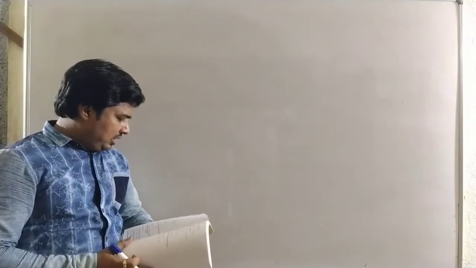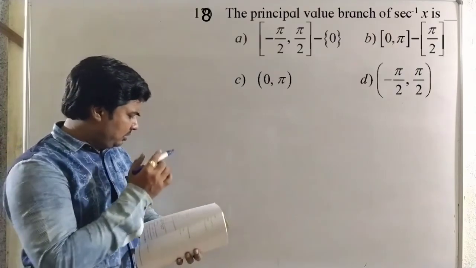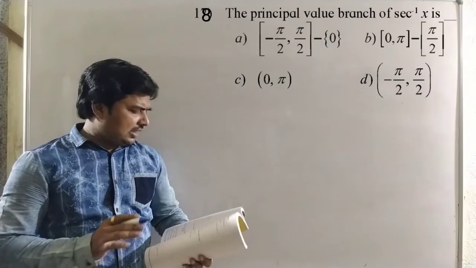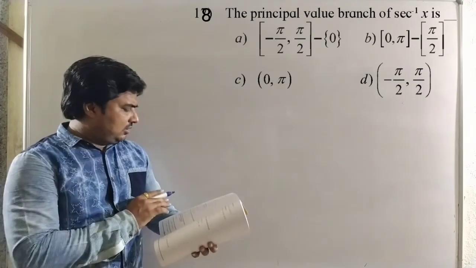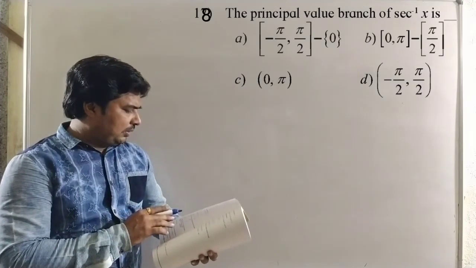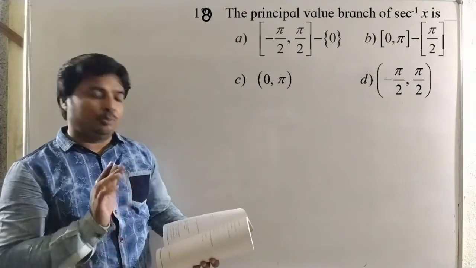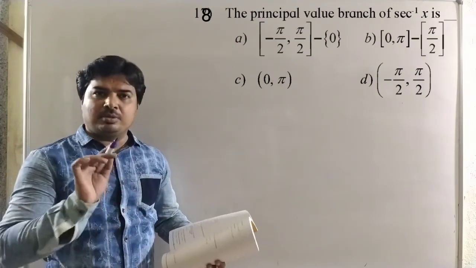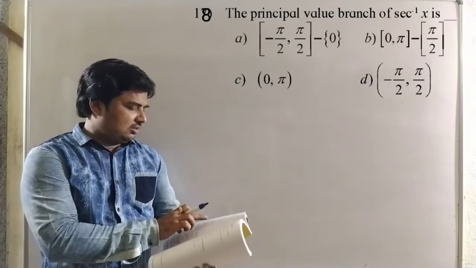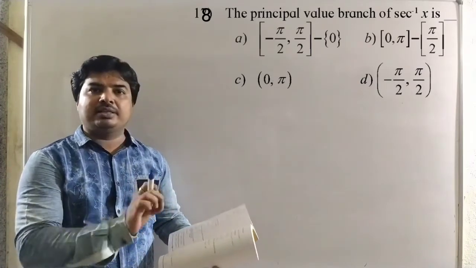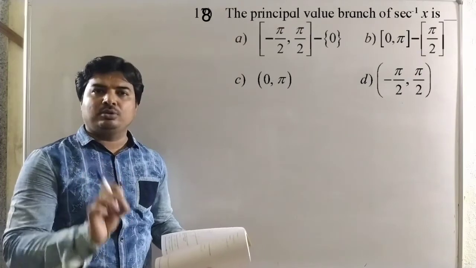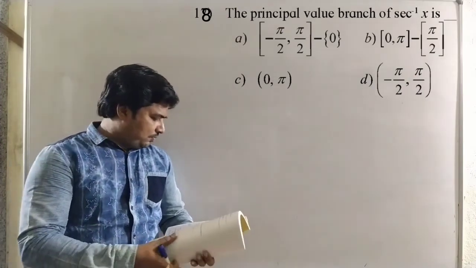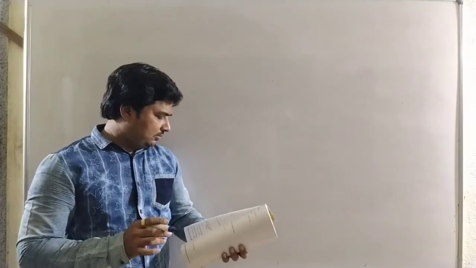Next question, question number 18. See carefully, the principal value branch of sec inverse x. We can directly write it, check the option. The principal value of sec inverse x is in option B: 0 comma pi except pi by 2. It is the principal value branch of the sec inverse.